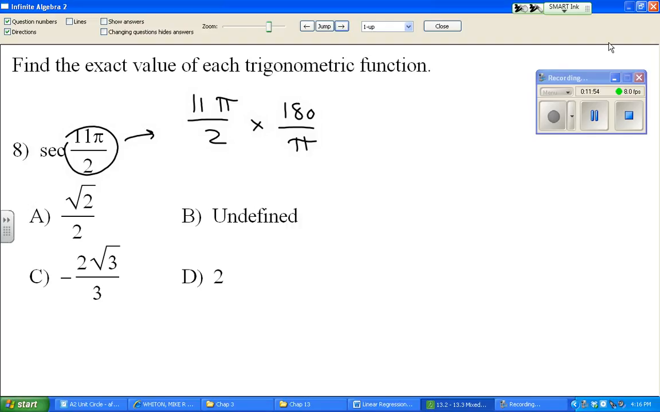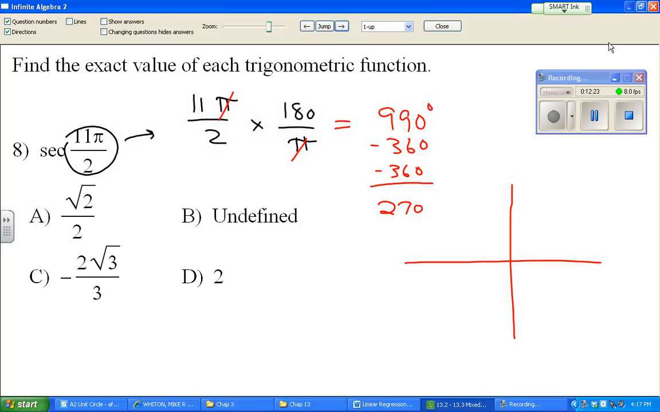So we can draw and see what the reference angle gets us and everything. So again, the pi's will cancel out, and when you do the multiplication, you should end up with a 990 degree angle. So that's kind of big, definitely a few rotations. If we subtract 360 a couple times, I gotta do it one more time, we get down to a more manageable 270 degrees. So 270 is an angle that looks just like 11 pi over 2, or at least it ends up in the same spot. It's coterminal, right? So 270 is going to be here, straight down.